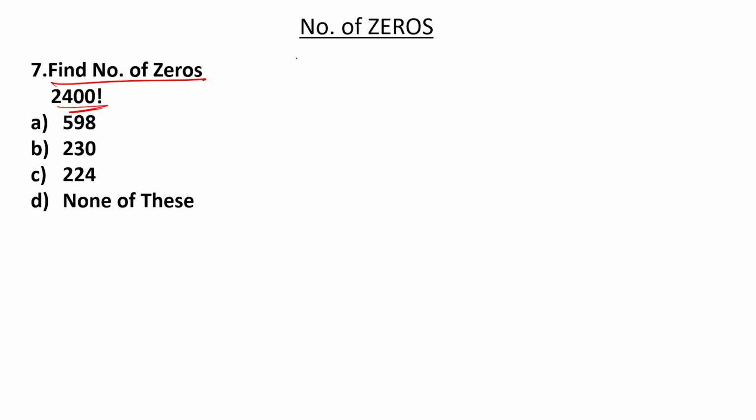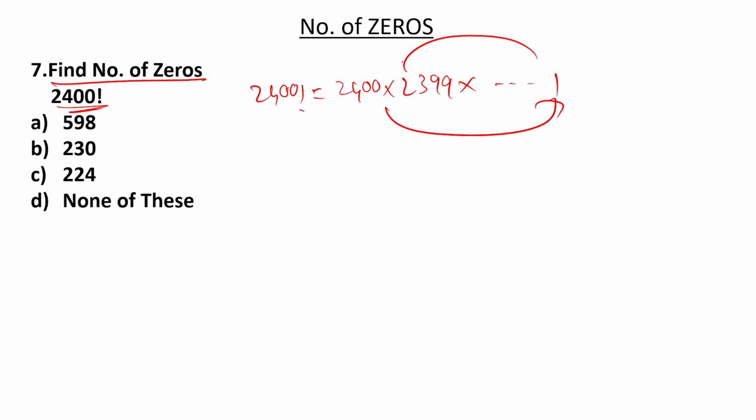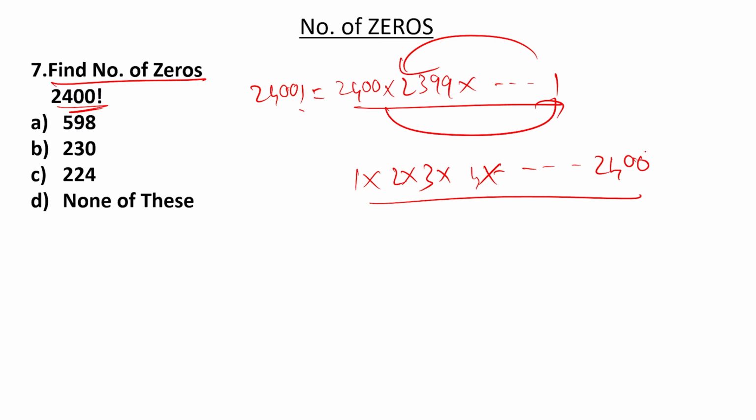So factorial means what? 2400 factorial means we write it like 2,400 into 2,399 and so on up to 1, right? Why not just reverse it? Just reverse it. 1 into 2 into 3 into 4 up to 2,400. You can write it either way and you'll get the same answer, since both values are 2,400 factorial anyway. That's it.